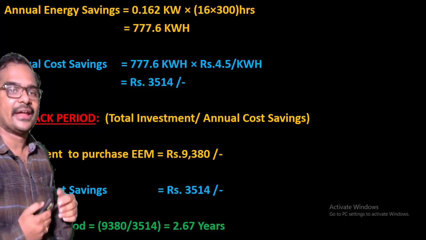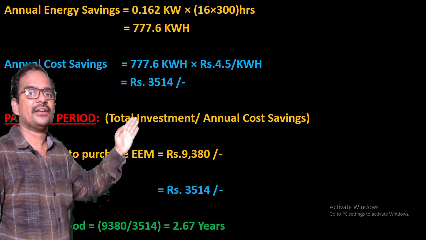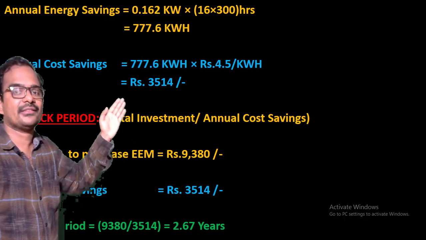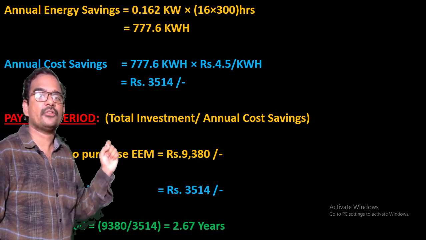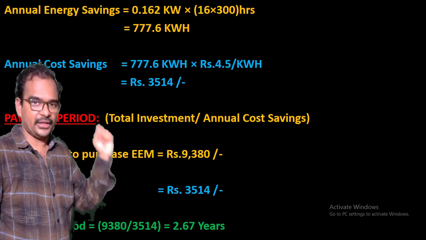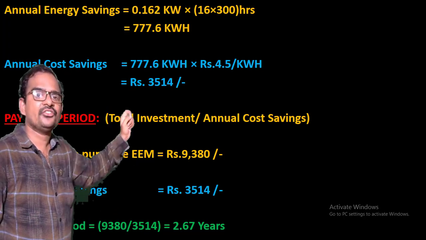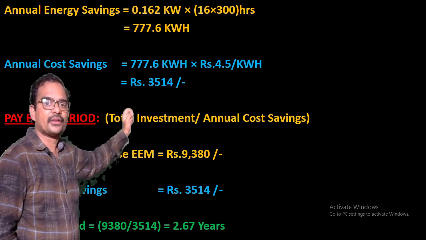So what are the annual energy savings? 0.162 is the power, and power multiplied by time is nothing but the energy. So therefore 0.162 kilowatt is the annual saving in the power input. And what is the number of hours the motor is operating? 16 hours per day, and total operating days are 300. So 300 days, and each day 16 hours. So therefore 300 into 16 into 0.162 kilowatt.